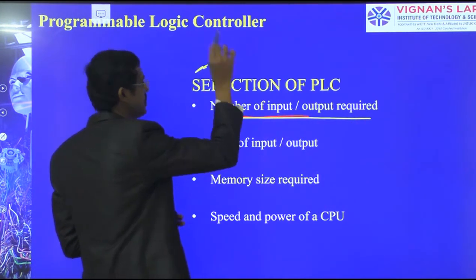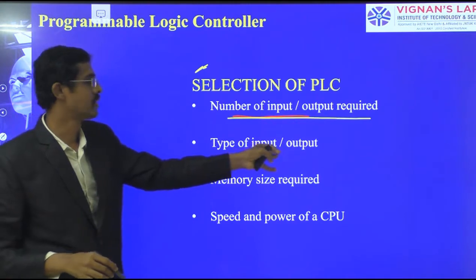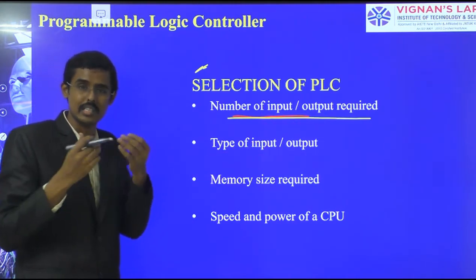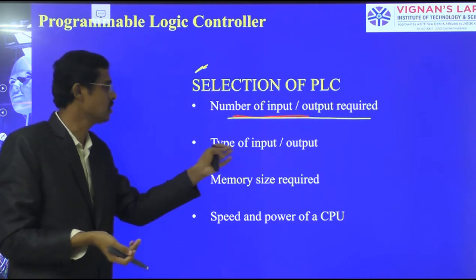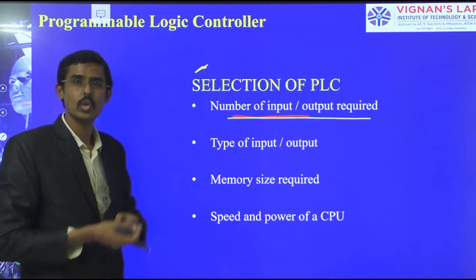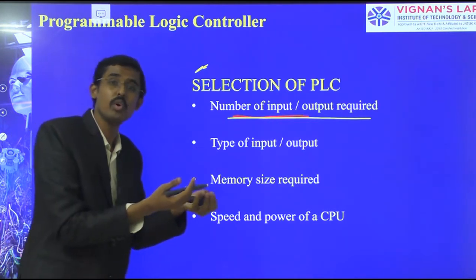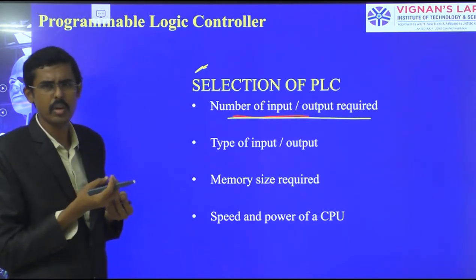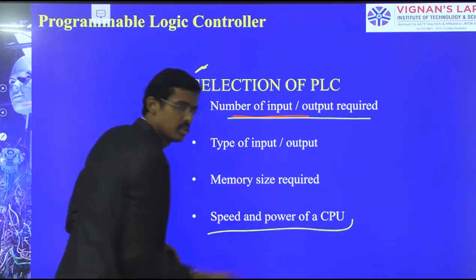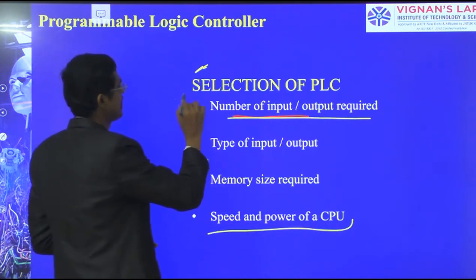How to select the PLC? There are types of input and output, maybe analog inputs or digital inputs, whatever sensors we are using. So it depends upon the input and output. Memory size is required: for a large program we need more memory, for a simpler program we need less memory. Then the speed and power of the processors. These things also depend on the selection of the PLC.